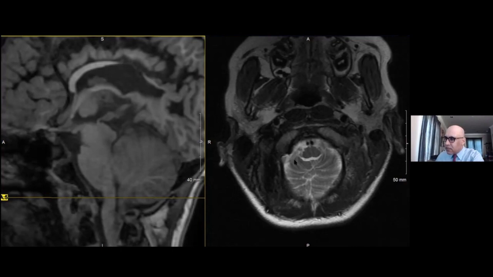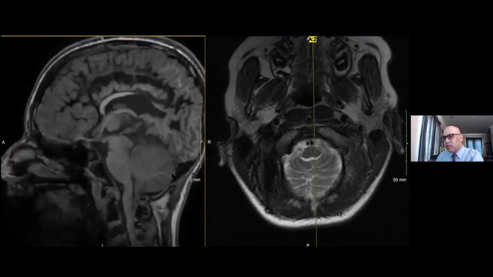We can see that the cerebellar tonsils are almost wrapped around the brainstem here. We can see the cerebellar vermis extending this low. So this is a patient with a Chiari type 2 malformation with many of the very characteristic findings.